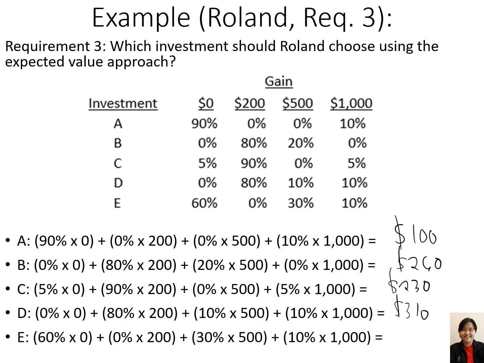310. And lastly, for investment E, we have 60% times 0 plus 0% times 200 plus 30% times 500 plus 10% times 1,000, and the answer is 250. So among these 5 investments, investment D has the highest expected value of $310. Therefore, we will pick investment D using the expected value approach since it has the highest expected value.